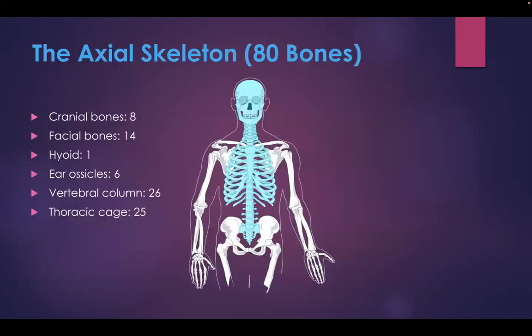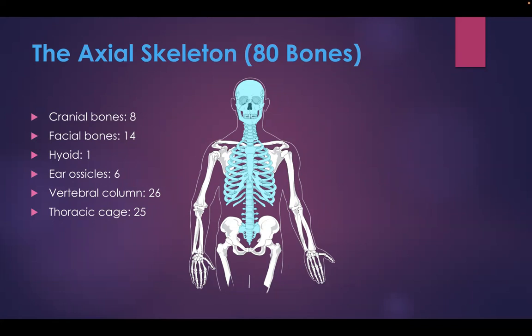So there's 206 classified bones in the human body. That's a test question. 206 bones in the human body. The axial skeleton makes up 80 of those bones. So this is how it's organized. You need to know your number of bones, okay?